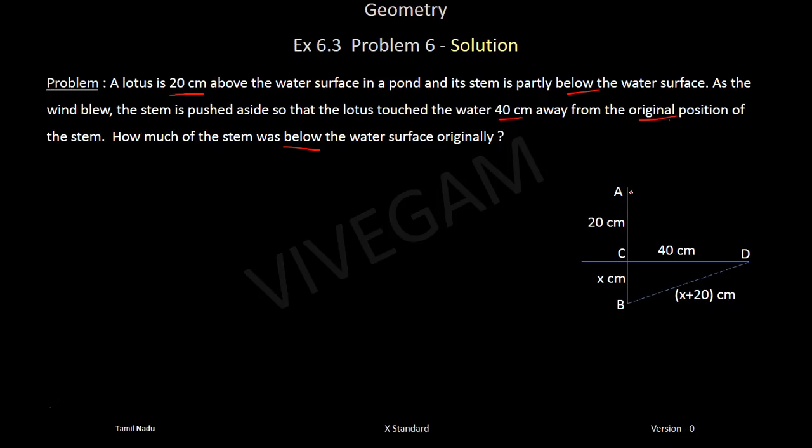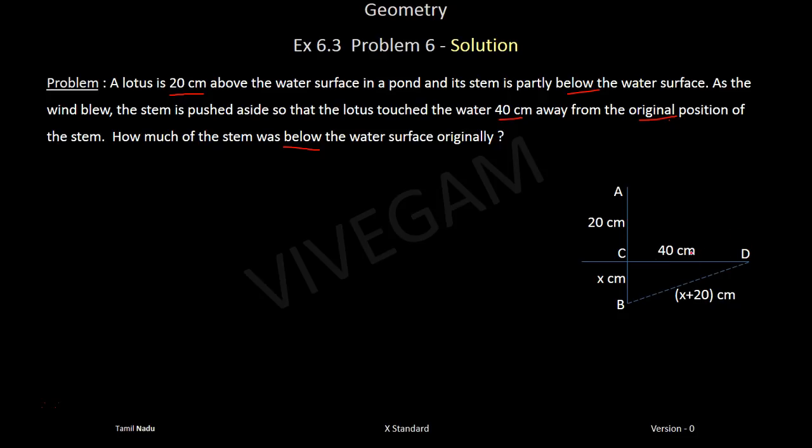So when it moves, AB moves to one side and touches point D. What does it mean? BD is the same length as AB. So what is our AB? AB is x plus 20. So BD is also x plus 20. That is the important point. That's the only trick here. We might think it is AC which will bend, but it's not so. It is the AB which bends because the stem is so thin. The whole stem bends and the lotus comes and touches the surface here.